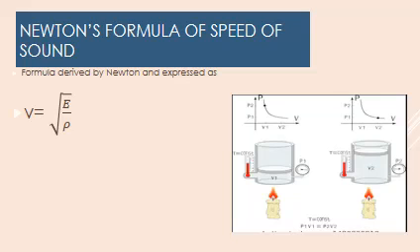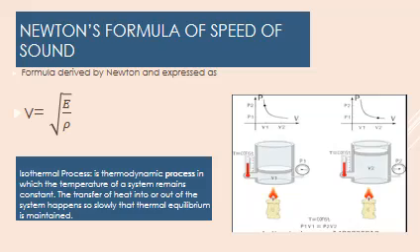The formula which Newton has taken is according to the isothermal process. Now, what is the isothermal process? The definition of an isothermal process is the process in which the temperature of a system remains constant. The transfer of heat into or out of the system happens so slowly that thermal equilibrium is maintained.